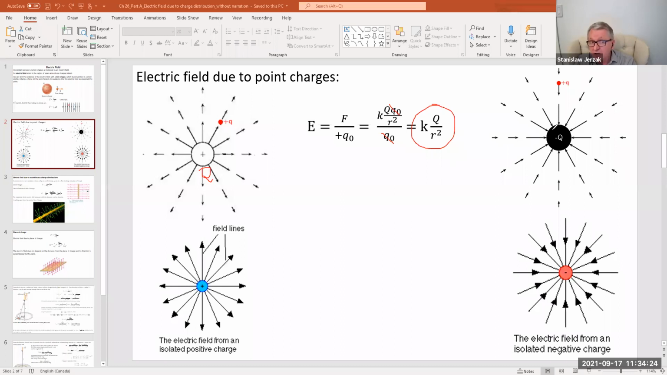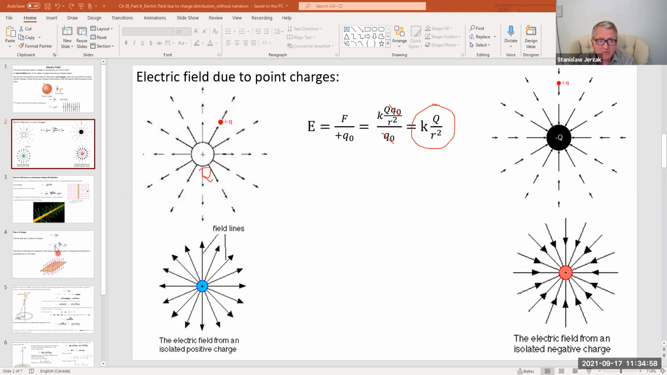For the negative charge, like here on the right-hand side, if we put positive test charge around it, somewhere close to it, the force acting on that positive charge will be towards the negative, because negative charge will attract that positive charge. So electric field will be towards the negative charge. So here you see the vectors at different points pointing radially towards the negative charge. And these are electric field lines due to the negative charge.